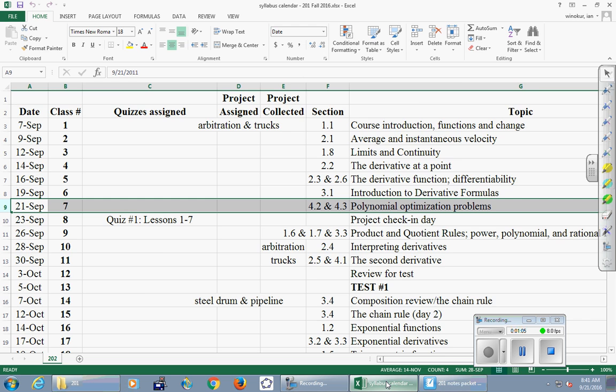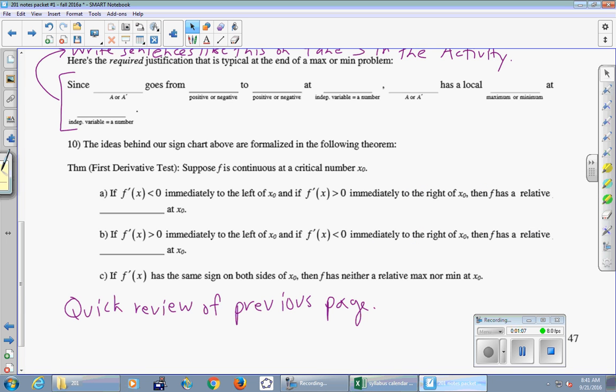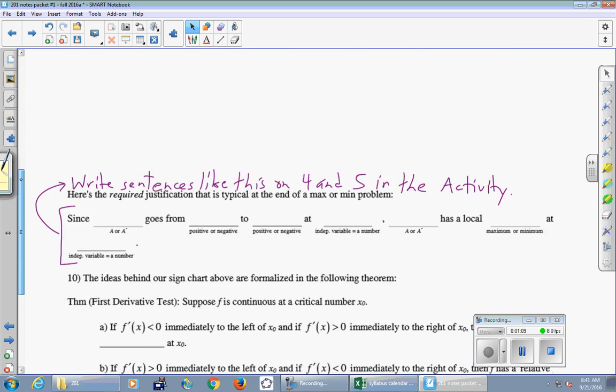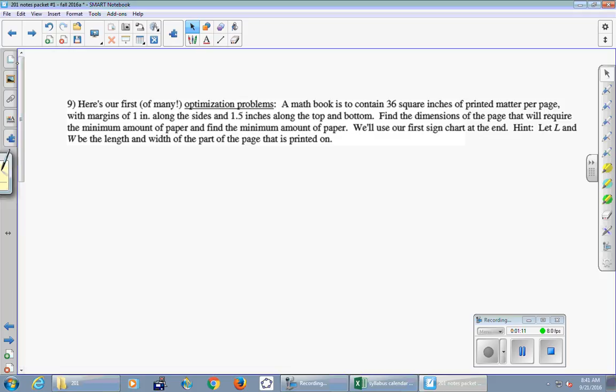Okay, so again, on page 47, when we last left off, we finished page 46. We're actually going to do page 47 right now and then just take a quick look at the conclusion from page 46, and then you'll do the activities.